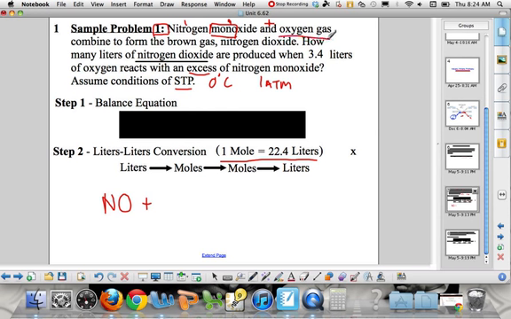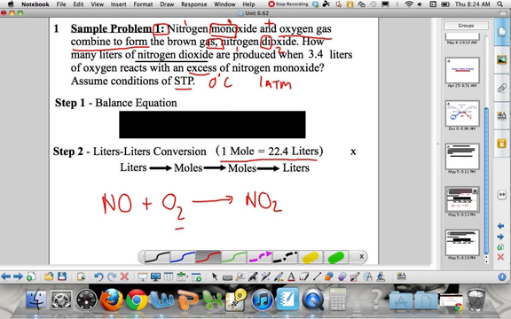Then it says oxygen gas. Well, oxygen is just the symbol O. The only tricky part with that is you have to remember that oxygen is a diatomic, so I have to include that 2 as a subscript. And then it says combine to form, and that's my arrow as I just drew, the brown gas nitrogen dioxide. This time I have a prefix of di. Di means I'm going to have 2 oxygens. Again, I don't have a prefix in front of the nitrogen. That means that I have 1 of these. So I have a compound with 1 nitrogen and 2 oxygens. That's my compound. Now I have to balance this equation out.